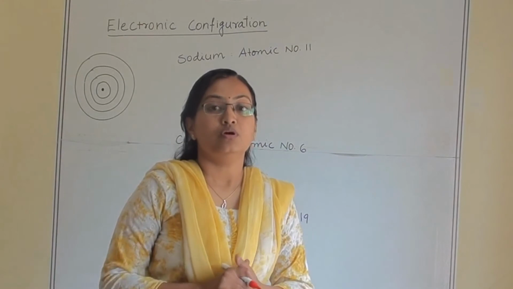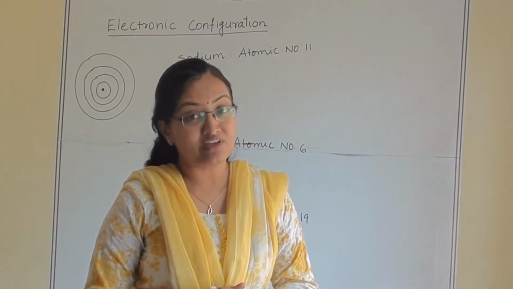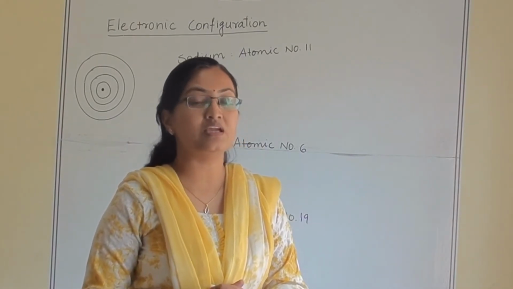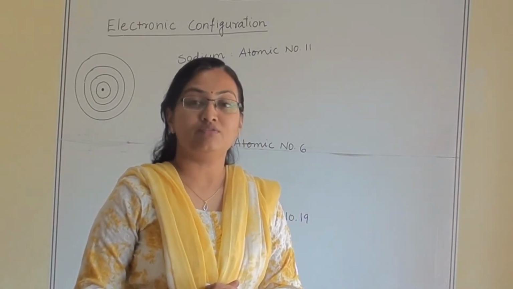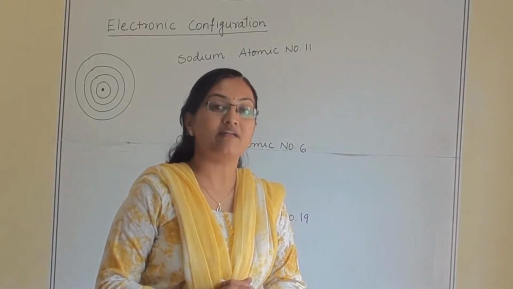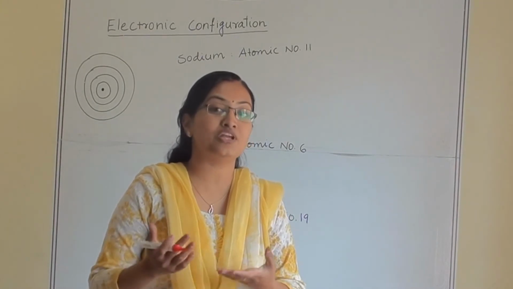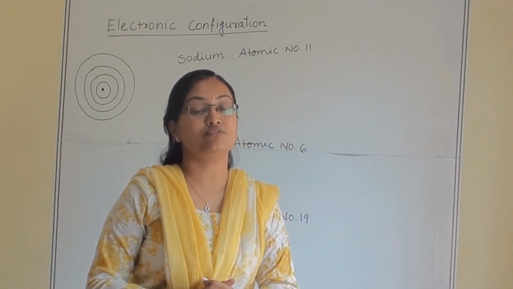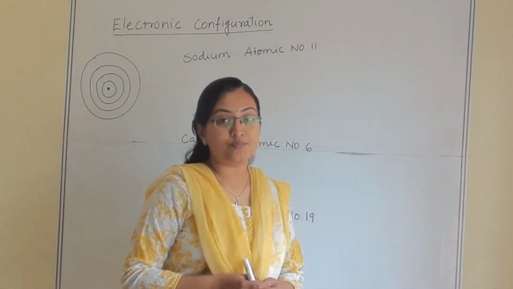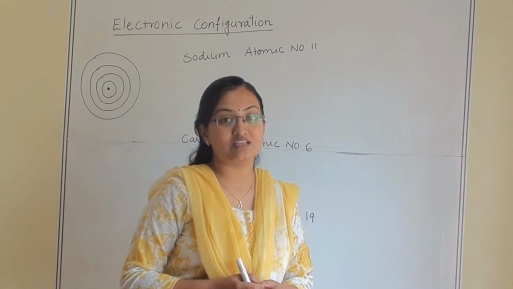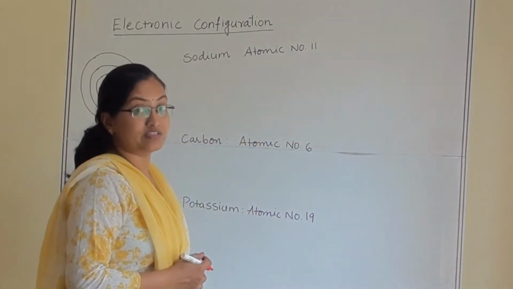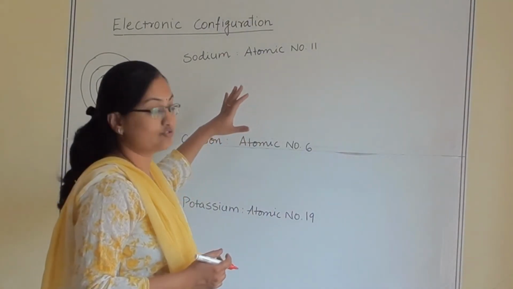You have to remember the name of the element and the atomic number of the element, because in the exam most probably your teacher will not give you the atomic number. The questions will be like, write an electronic configuration for potassium, write an electronic configuration for magnesium. So you should know the atomic numbers of all the elements given in your textbook. Let us try to understand how we are going to write an electronic configuration.